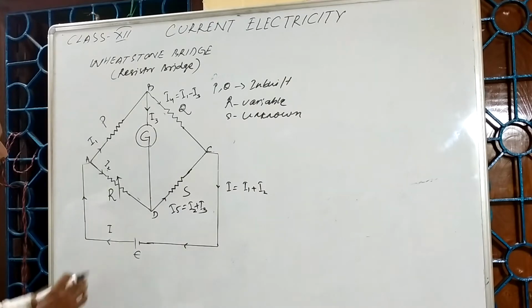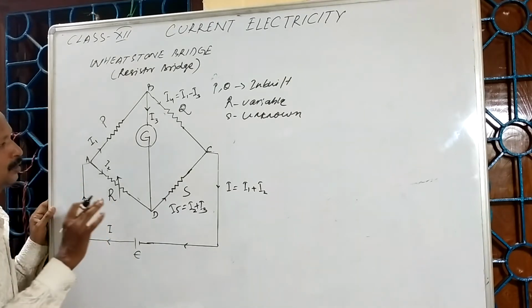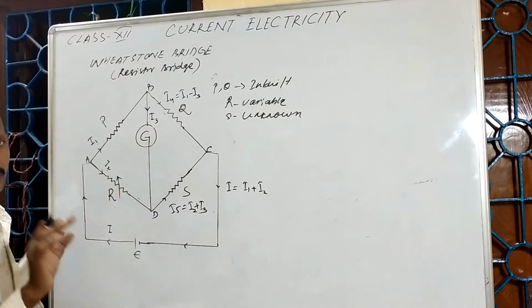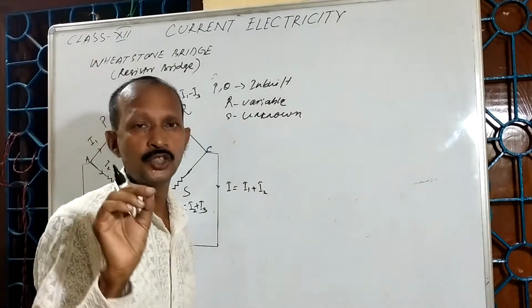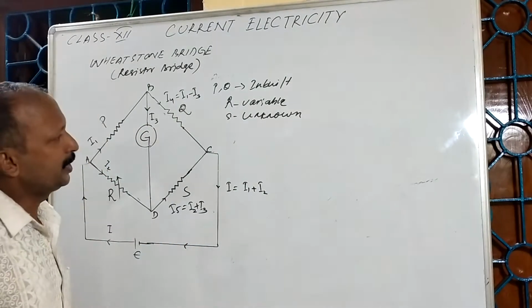See here. Now we will adjust the rheostat in such a manner that the flow of current through this galvanometer will be equal to 0. That means it is in balanced condition.